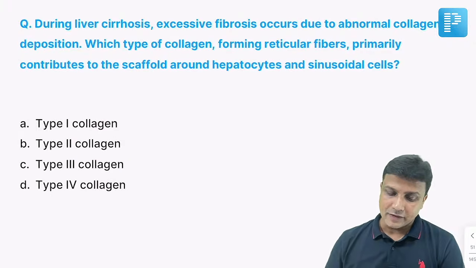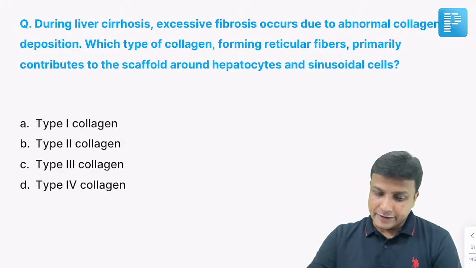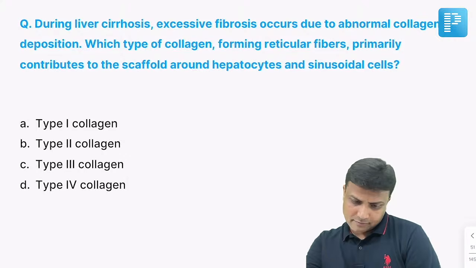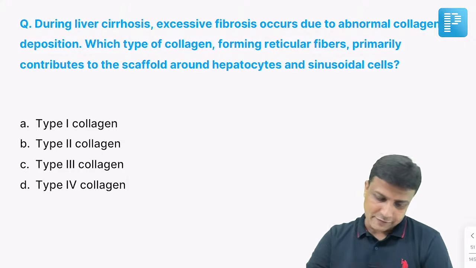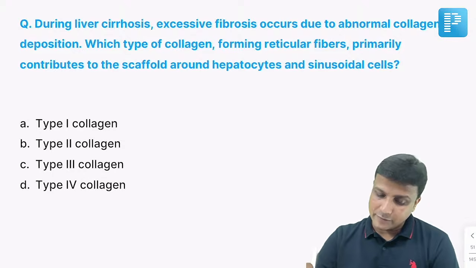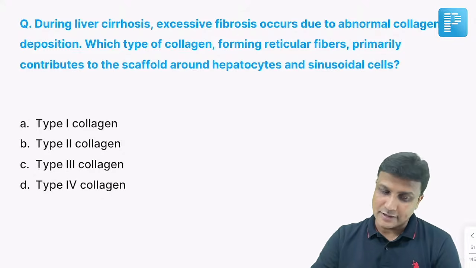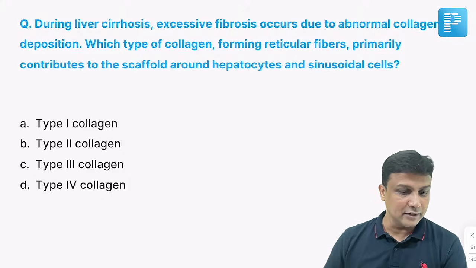Moving ahead. During liver cirrhosis, abnormal collagen fibers are deposited. Which type of collagen forming reticular fibers primarily contributes to the scaffold around the hepatocytes and sinusoidal cells? Can you answer this one here?